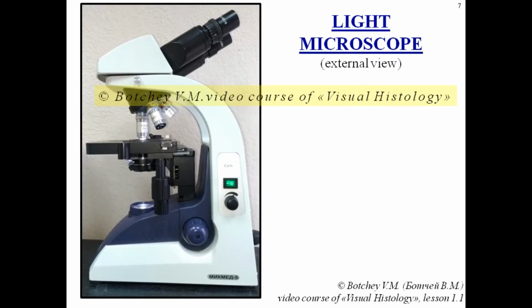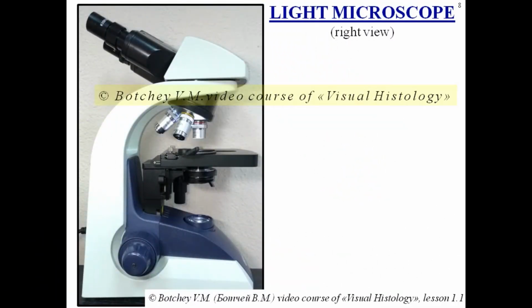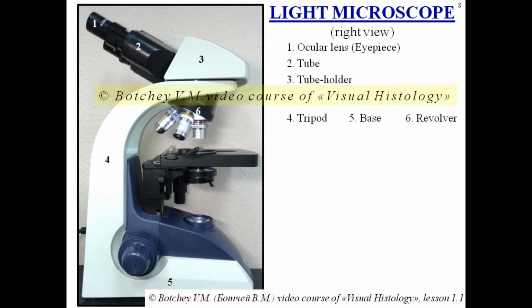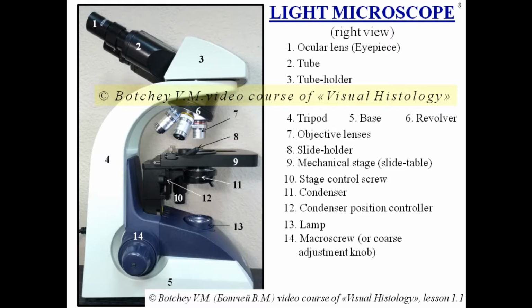The microscope has three parts: mechanical, optical, and lighting. You should study the elements of the microscope, the numbering of which will be consistent. Right view: ocular lens, eyepiece, tube, tube holder, tripod, base, revolver, objective lenses, slide holder, mechanical stage or slide table, stage control screw, condenser, condenser position controller, lamp, macro screw or coarse adjustment knob or large knob, and micro screw or fine adjustment knob or small knob.